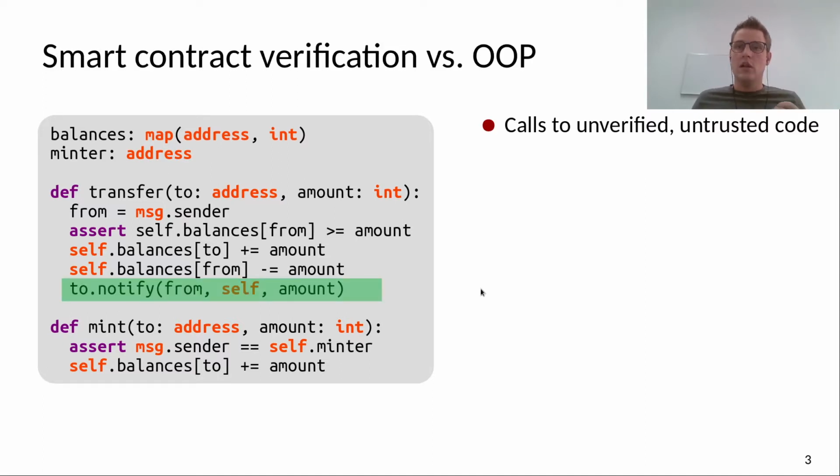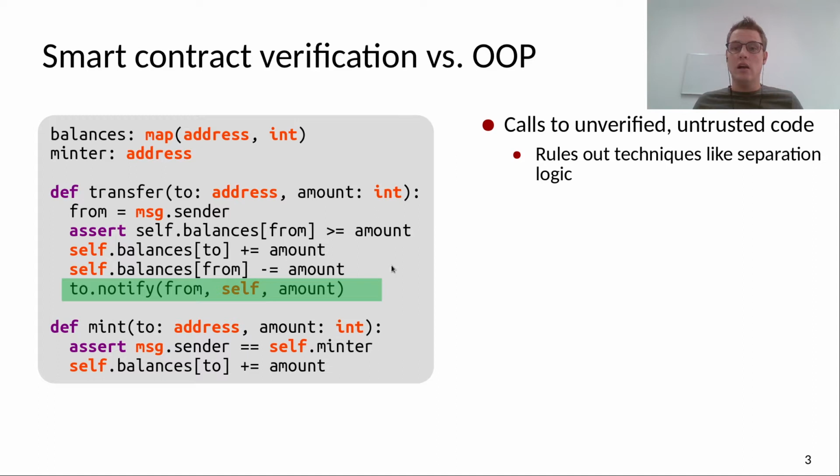So first of all, smart contracts generally execute in an untrusted environment and they typically have to call unknown other contracts. So in this case, we have to call this notify function here on some address that we get as a parameter. We don't know who that is. We don't know if we can trust them, what they do. They are not verified. We can't assume that. So this is challenging for verification because it rules out many standard reasoning techniques. For example, standard separation logic assumes that all executing code is verified, so that just wouldn't apply in this setting.